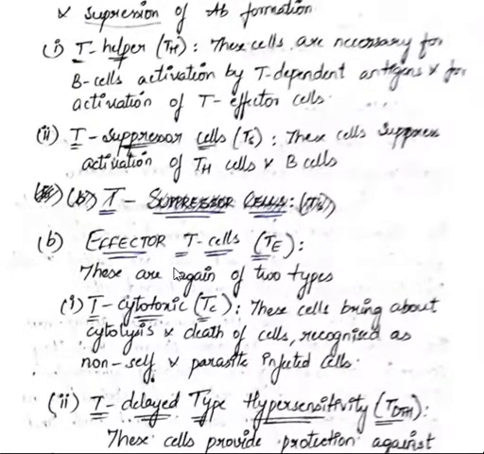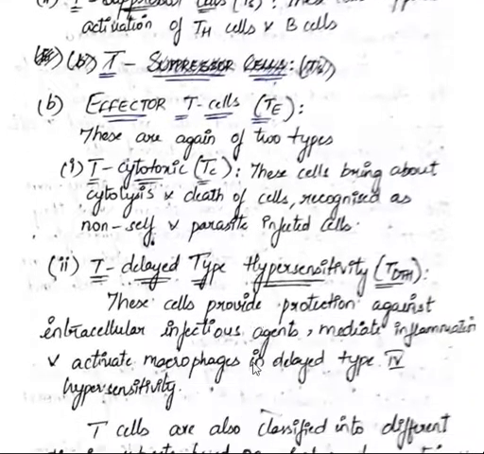Okay, then the second type of T lymphocyte is effector T cells, simply denoted as TE, and these are again of two types. One is the T cytotoxic, another one is the T delayed type hypersensitivity. The T cytotoxic cells bring about cytolysis and death of the cells recognized as non-self, that is antigens, and parasitic infected cells. So they directly target the non-self cells recognized and the parasitic infected cells, and they will lyse them.